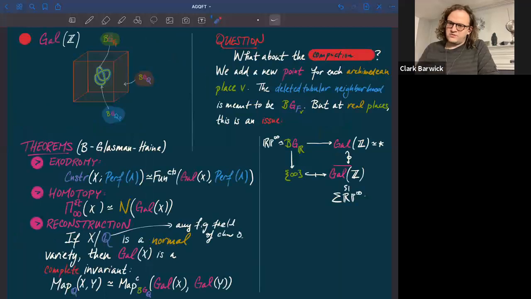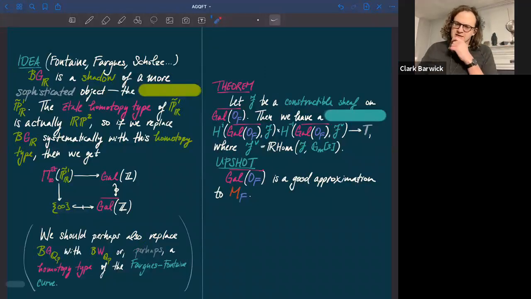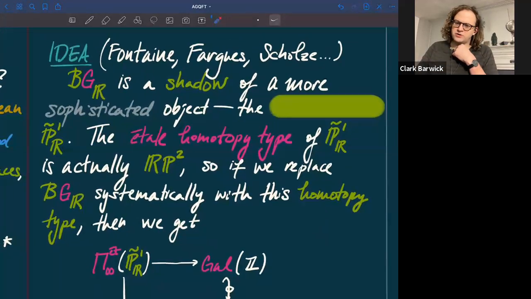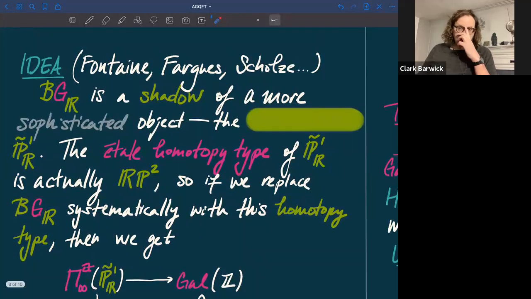So how could we fix this? The idea is actually quite trendy these days, this idea of the Fargues-Fontaine curve, but at the infinite place. The idea is that the absolute Galois group of R, or its classifying space, is really a shadow of a more sophisticated object, which is the twistor line.